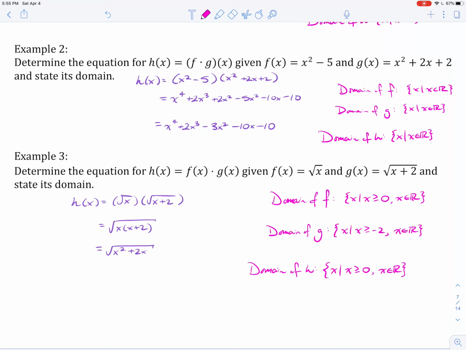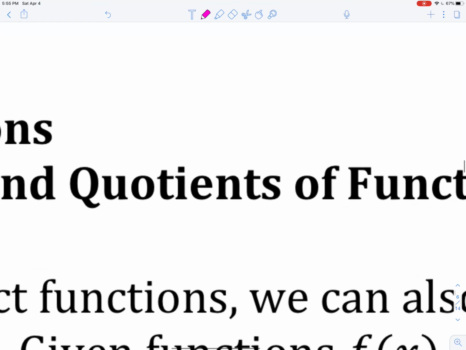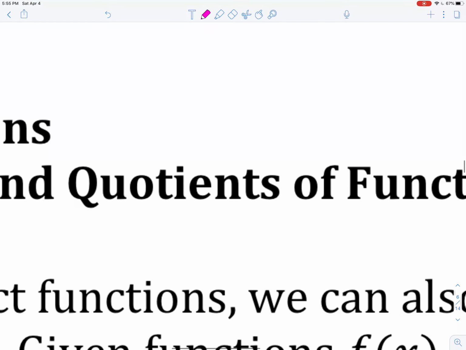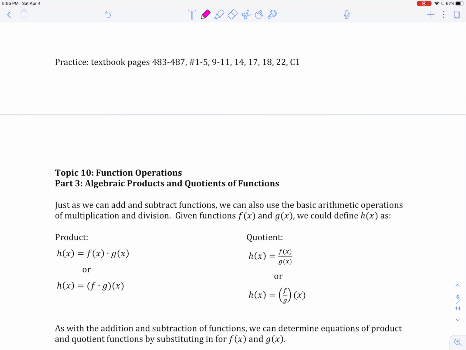We have 3 more examples. These first 3 examples were all about products, but as stated in the title, we're looking at quotients too. There's a lot that's common. Procedurally, we're just performing the operation.